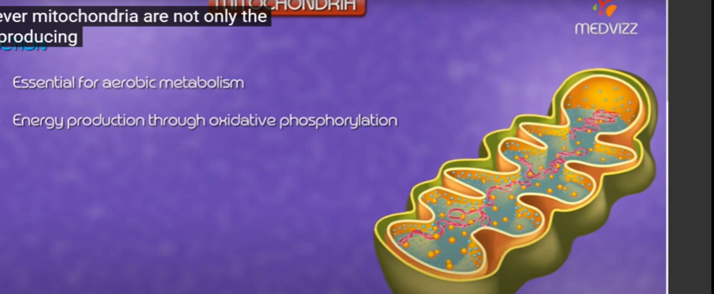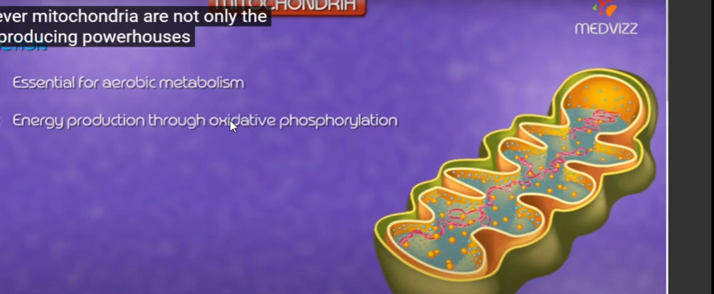Can we say it as oxidation phosphorylation? No, no. You don't have to write oxidative phosphorylation. You have to write energy production occurs by aerobic respiration. Simply write only this much.